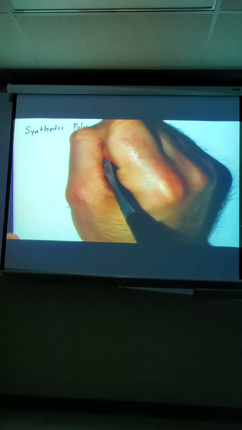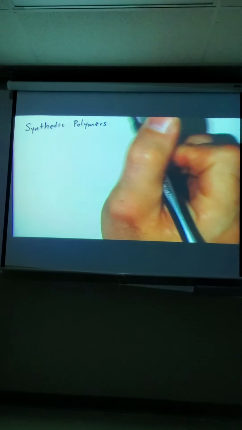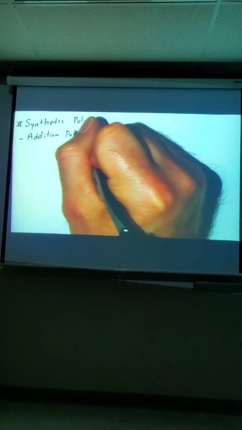Try to shorten them a little bit. So in synthetic polymers, there are two types. Synthetic just means man-made. Things we take for granted every day. And the first type is addition polymer. Addition polymer, just like the name implies, you're adding the same molecule to itself over and over again.